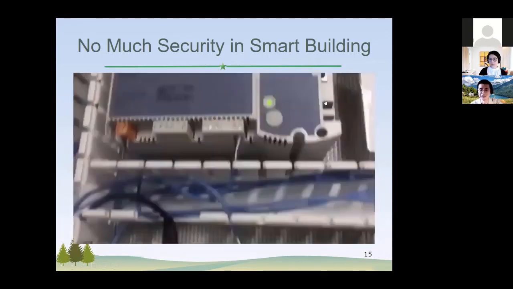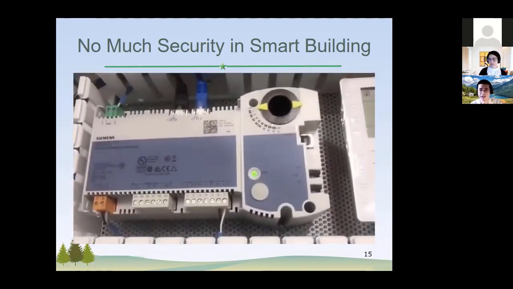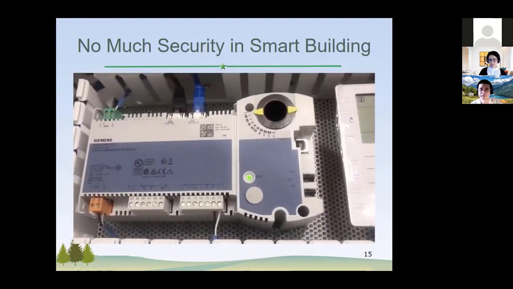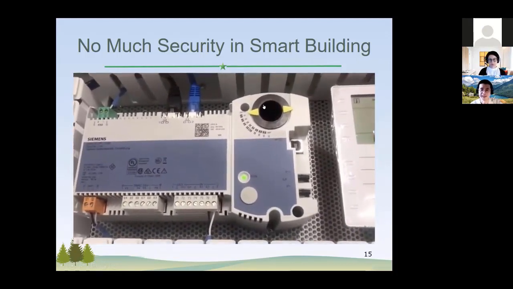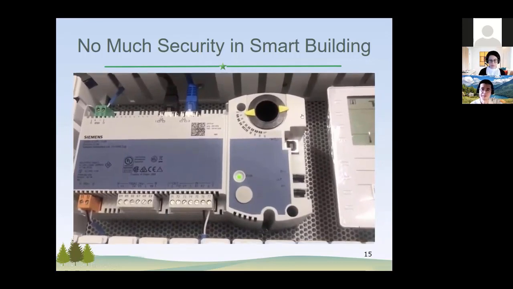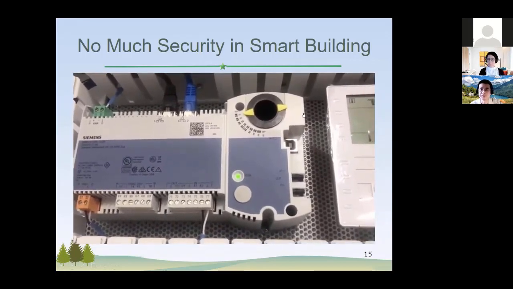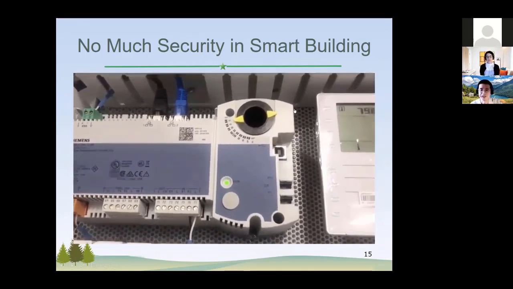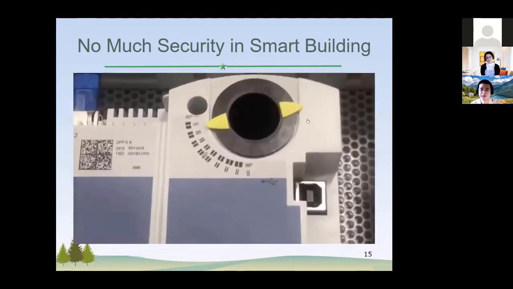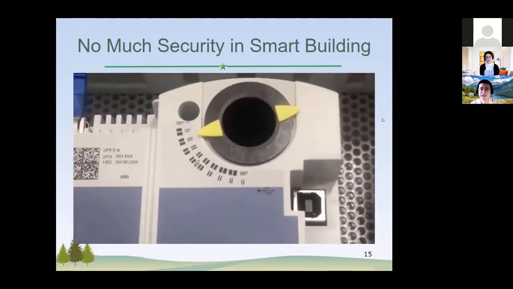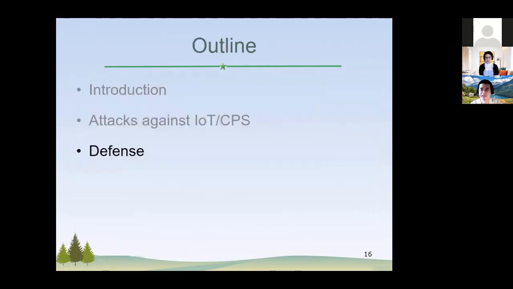So you will see the actuator will turn. It will turn here. Now you see it actually speeds up. And this is the problem here. Basically, most smart building systems have the same issue. If you can get into the local area network, you can just change them arbitrarily. You can even turn off the power of everything.